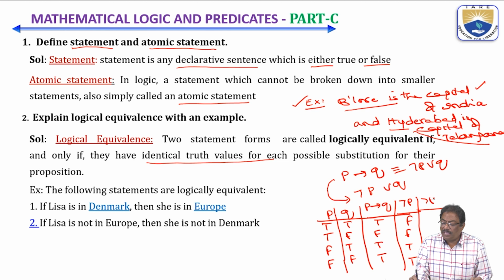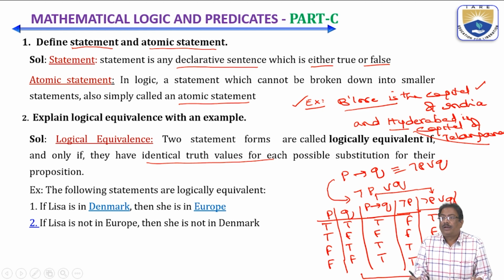Now negation P or Q. This will be true, this will be false. Just observe these two. Then this is false, and this is true, and this is true. Now observe, these two are equivalent. All the truth values, true, false, true, true, are identical. Then we can say that both are logically equivalent to each other.